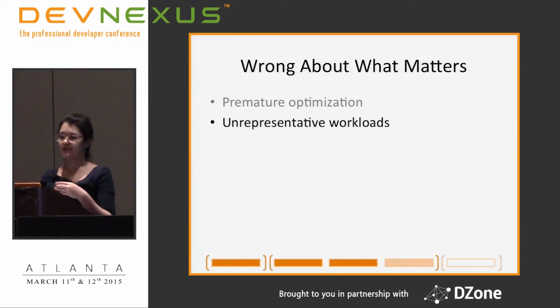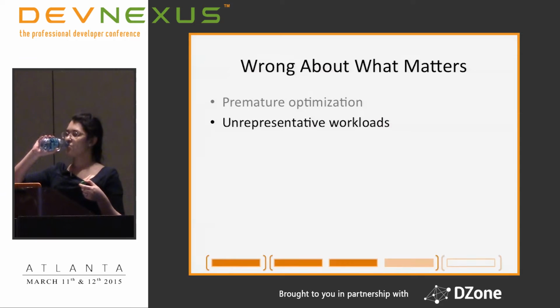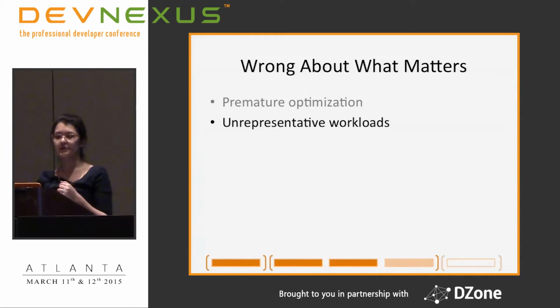Another common mistake is using unrepresentative workloads. So you may find that your application runs just fine in the benchmark, but then it behaves very differently in real life when other services take up resources. So maybe they're sharing more cores, or maybe they're sharing the disk.